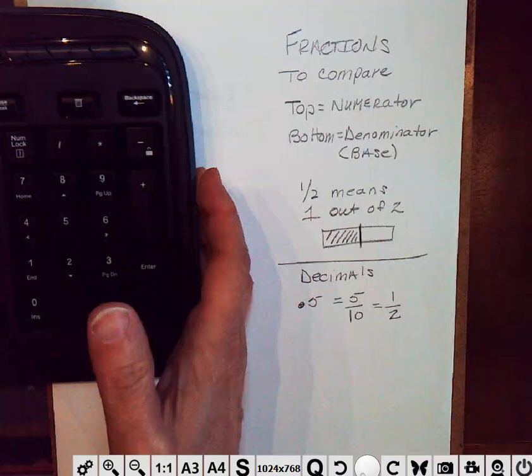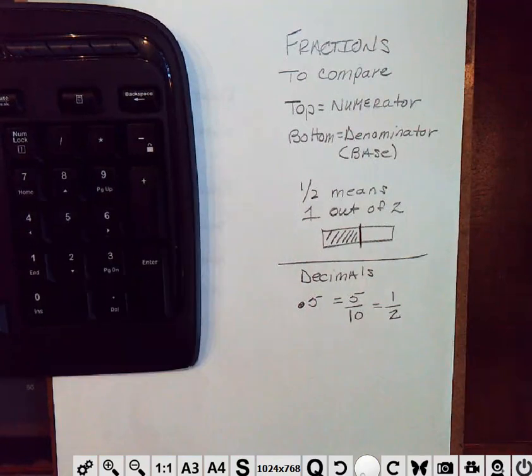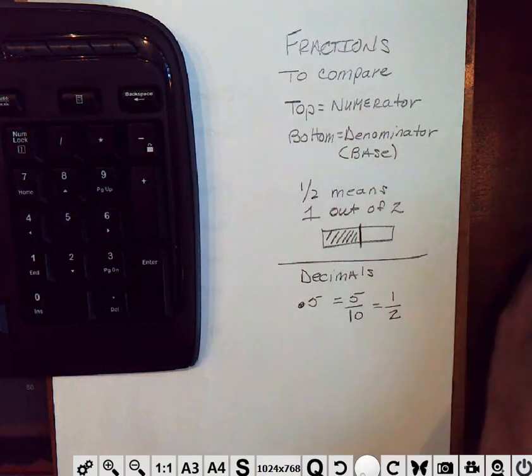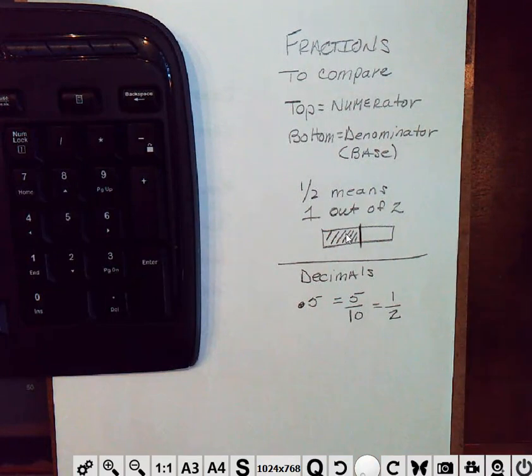The top number is called the numerator. The bottom number, or the base, is called the denominator. So 1/2 means 1 out of 2. So if this drawing were a candy bar and I cut it in half and I ate 1 piece, then I ate 1 out of the 2 pieces.